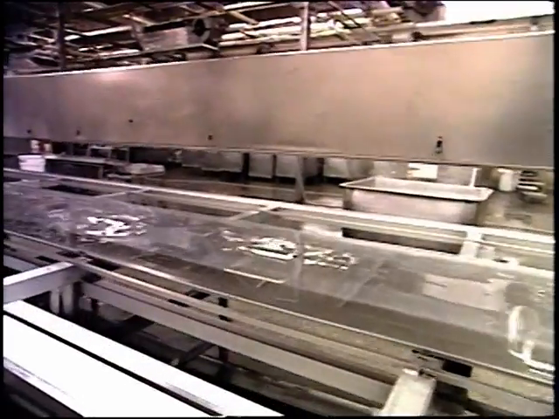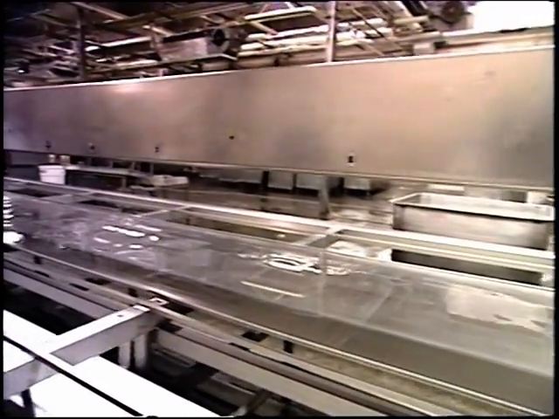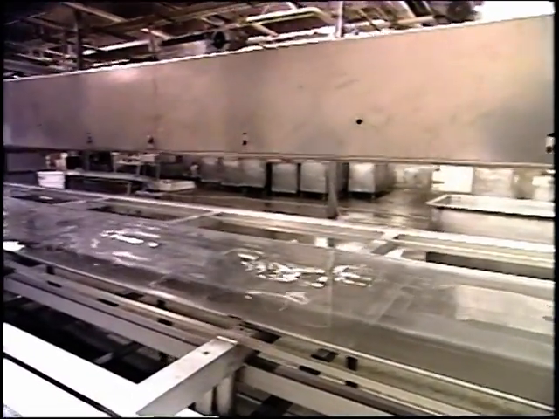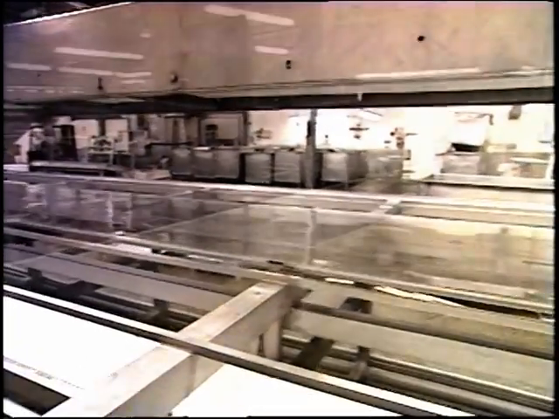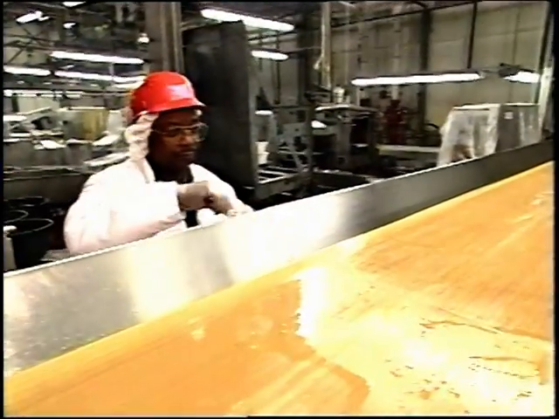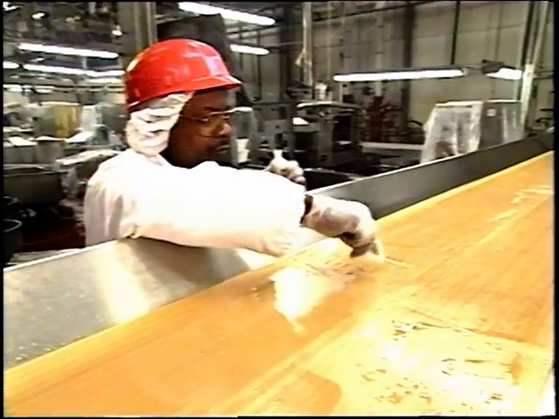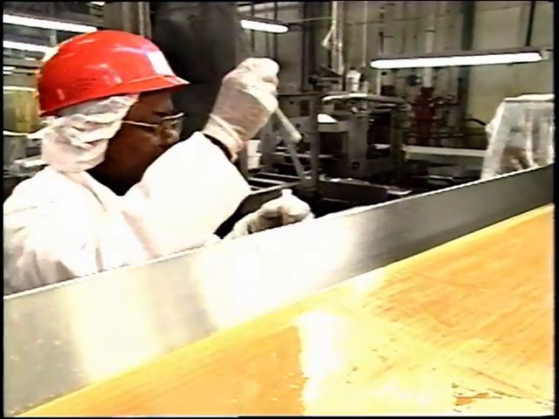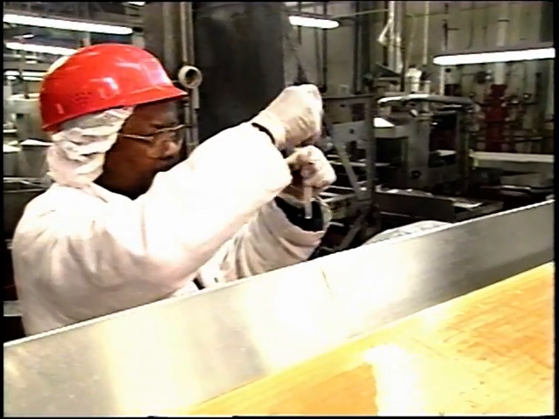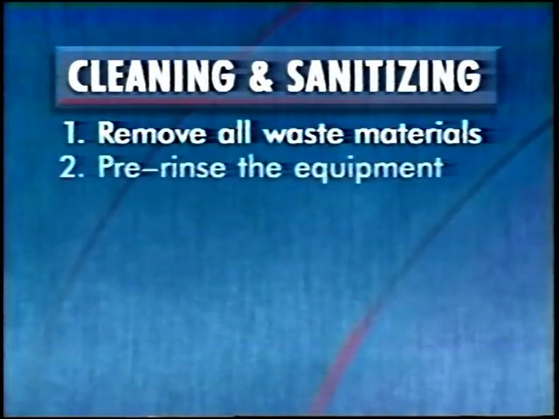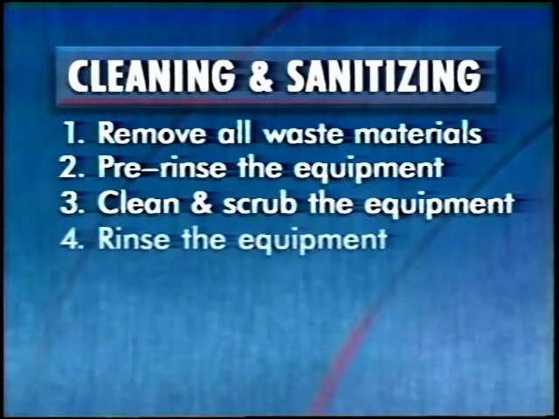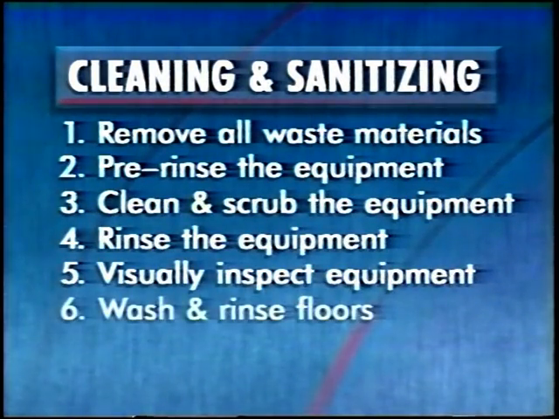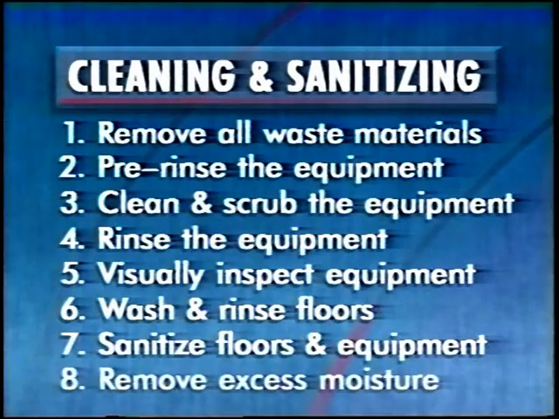Before production resumes, your company may want to take environmental samples at various points throughout the plant. These samples are used to confirm that the environment is free of harmful microorganisms and that the cleaning and sanitizing process has been effective. Your company's sanitation program is dependent on the successful completion of each step. Let's review the 8 steps with special emphasis on the key points.